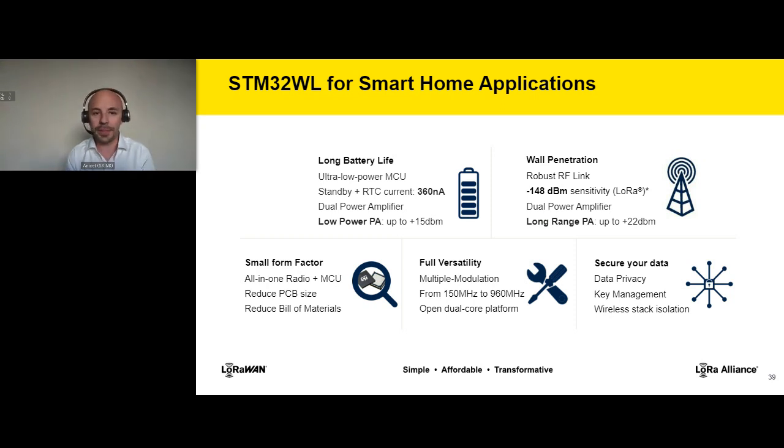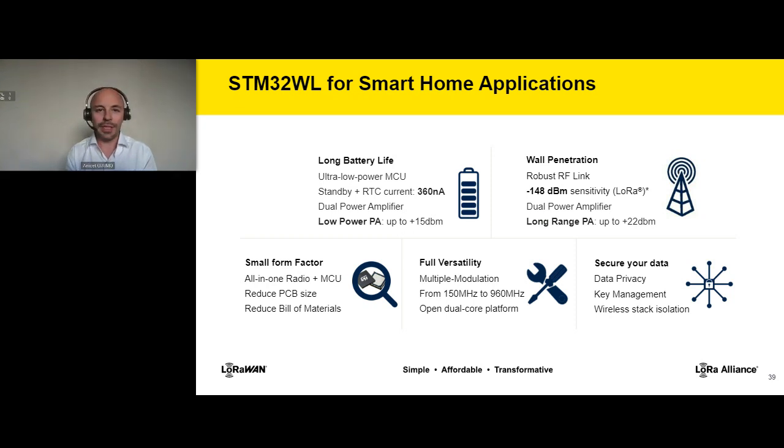The STM32WL contributes also to the reduction of the form factor of smart home devices. It can reduce the PCB size, reduce the bill of material, and so that leads to more integration and better cost. Then we have full versatility, because developers need a flexible device to support legacy network and different frequency regulation. So that's why the STM32WL architecture is fully open and can be easily programmed to support multiple modulation and a wide range of frequencies.